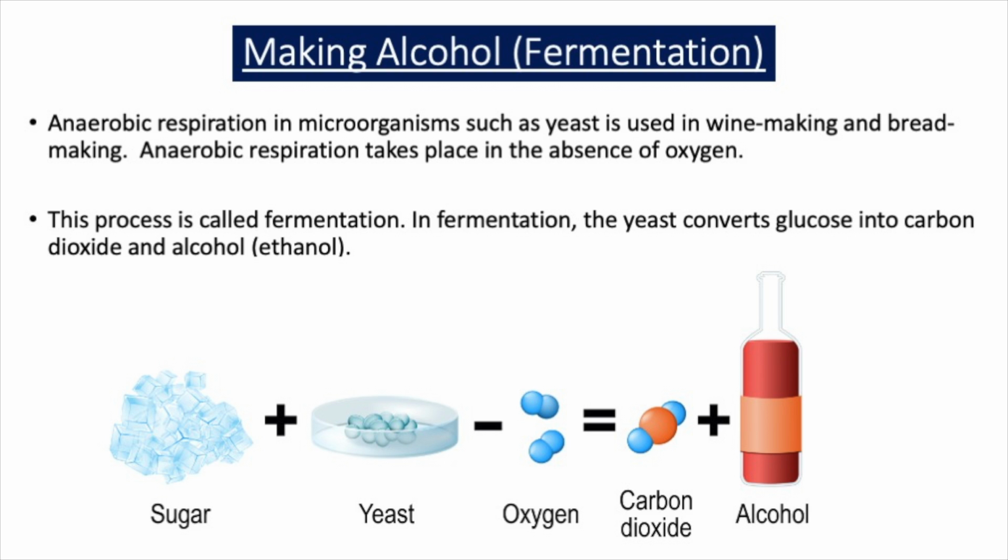In fermentation, the yeast converts glucose, it converts sugars, into carbon dioxide and alcohol. And the alcohol that's produced in fermentation when you use glucose is ethanol. So this picture summarizes the process. Sugar, with the help of yeast, in the absence of oxygen, makes carbon dioxide and alcohol. And the alcohol we're going to make is ethanol.